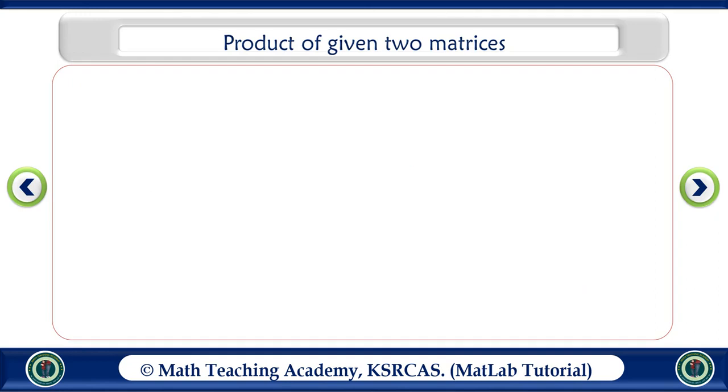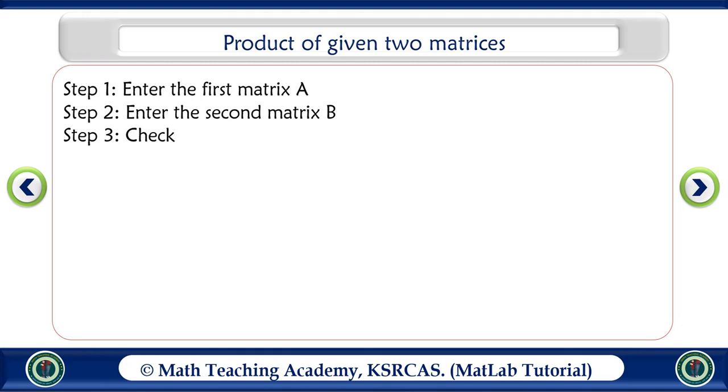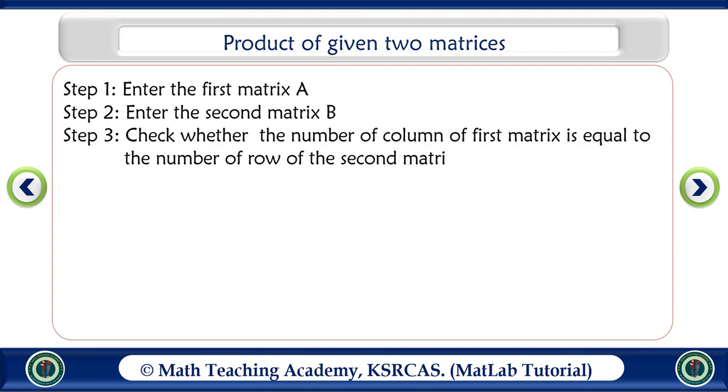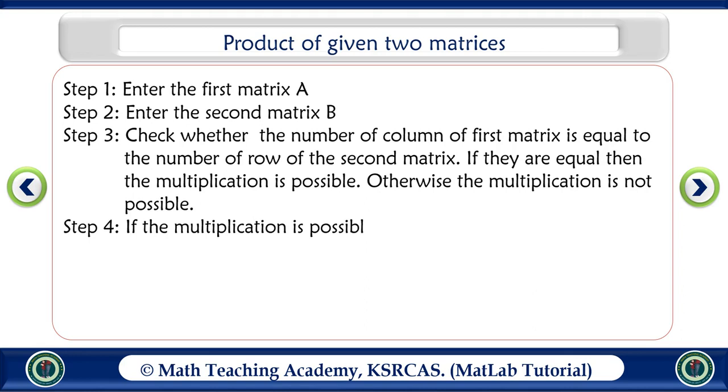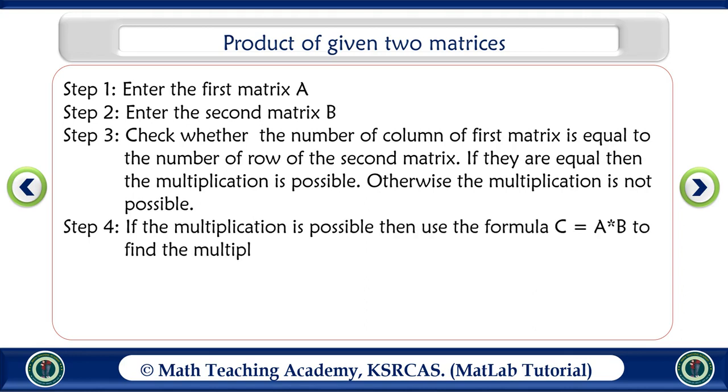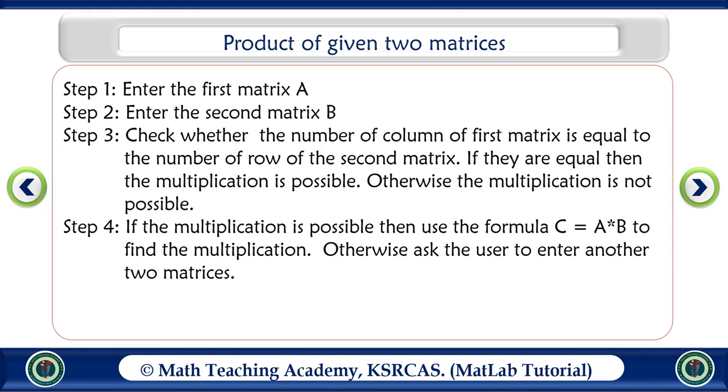Product of given two matrices. It's an algorithm. Step 1. Enter the first matrix A. Step 2. Enter the second matrix B. Step 3. Check whether the number of columns of the first matrix is equal to the number of rows of the second matrix. If they are equal, then the multiplication is possible. Otherwise, the multiplication is not possible. Step 4. If the multiplication is possible, then use the formula C is equal to A star B to find the multiplication. Otherwise, ask the user to enter another two matrices. And then step 5, print the matrix C.